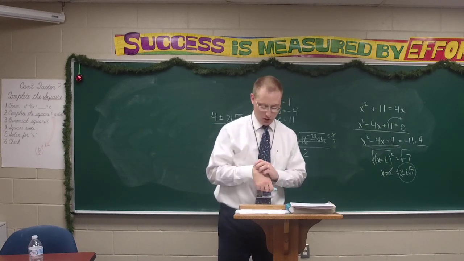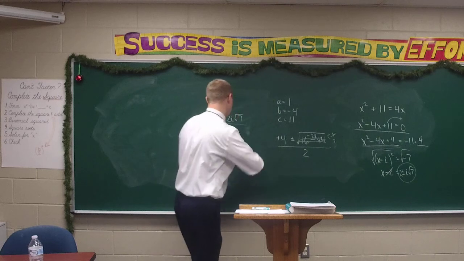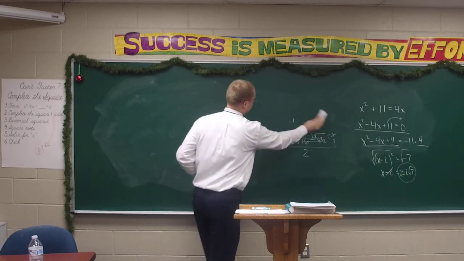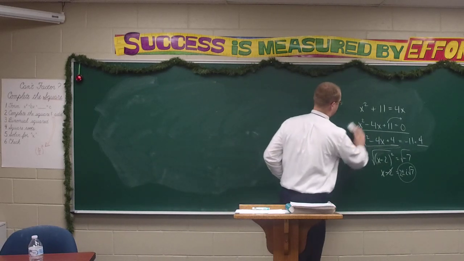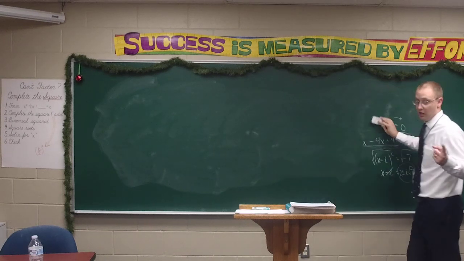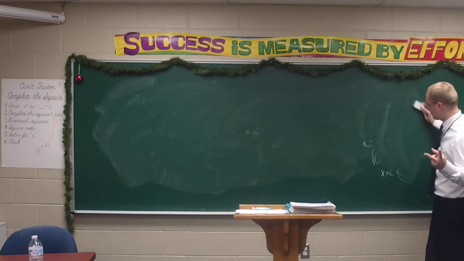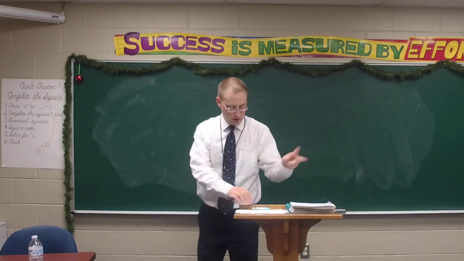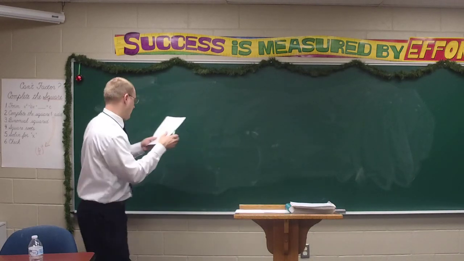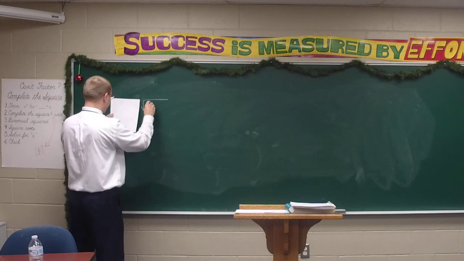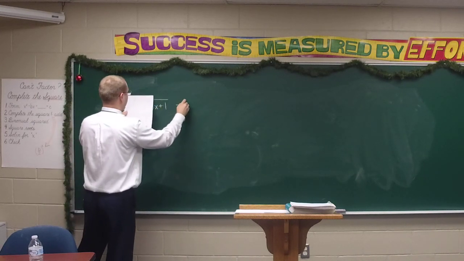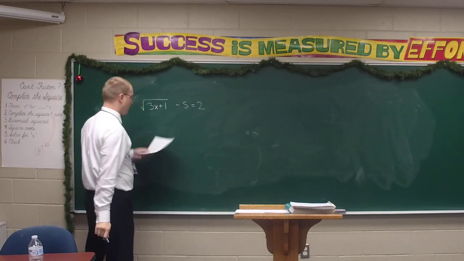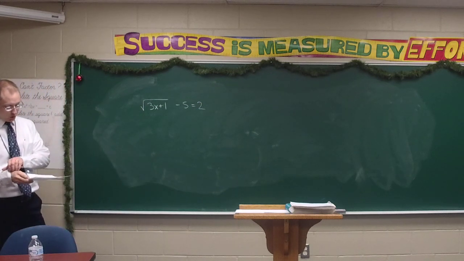2.7, radical equations. What are my 2 key steps, class? Anytime I see a radical in the equation, isolate the radical, square both sides. Again? Isolate the radical, square both sides. Still kind of weak. All right, so if I had the square root of 3x plus 1 minus 5 is equal to 2, I'd isolate the radical and square both sides.